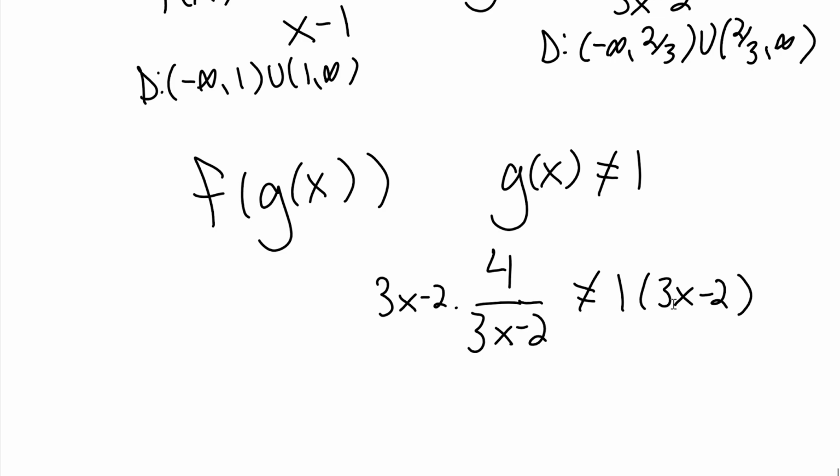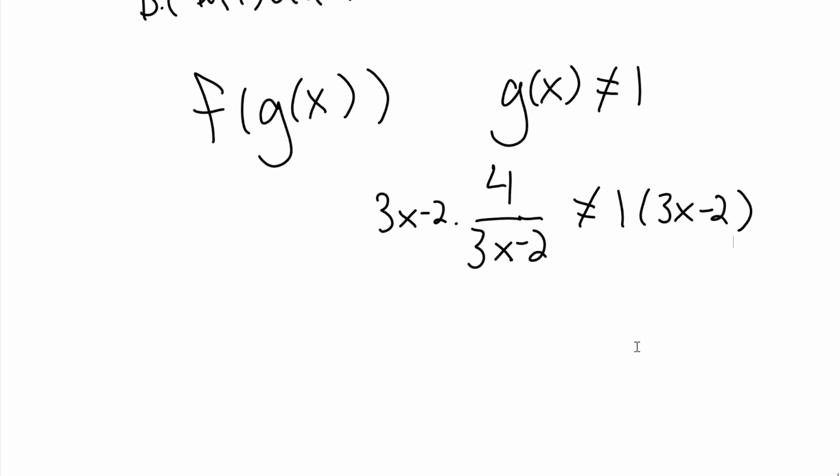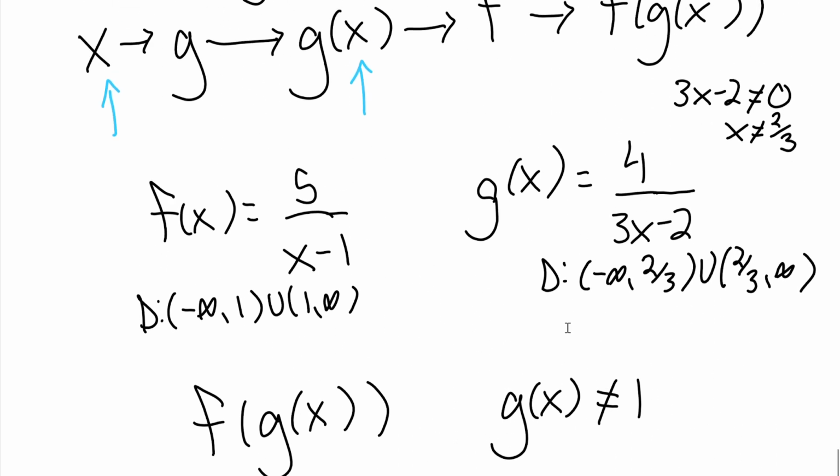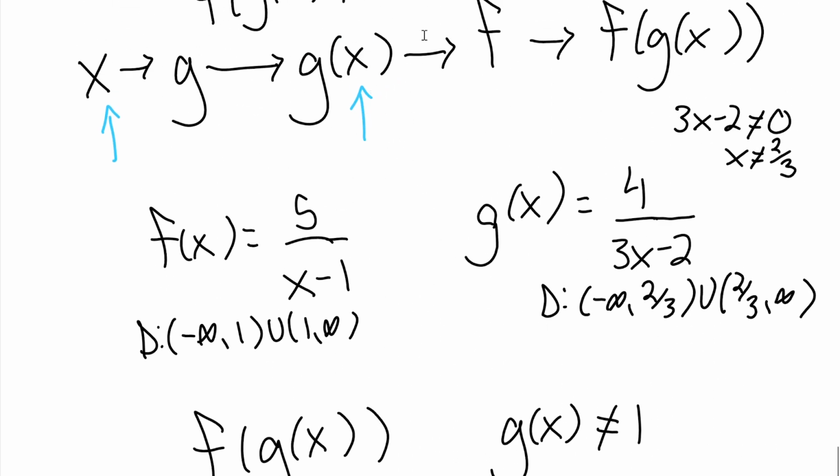Okay. So this allows the denominators to cancel out. So we have 4 does not equal 1 times, we could just drop that. We could just write 3x minus 2 here, right? And then this allows us to just solve it using the normal equation solving steps. We add 2 to both sides. We get 6 does not equal 3x. So x cannot equal 2. Okay. So we see that x cannot be 2 because that'll make g of x equal to 1. And then that's going to fail at this step where the g of x's are going into f.